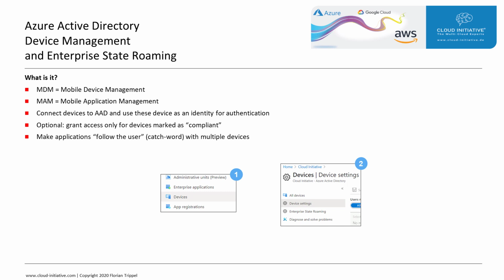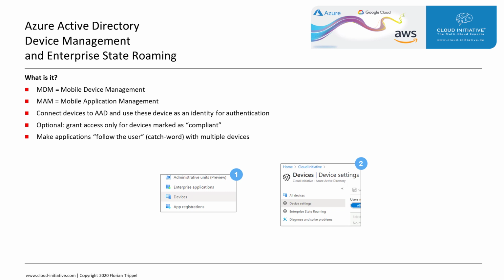Hello and welcome to this lesson on Azure Active Directory, where we talk about device management and enterprise state roaming. So first of all, some general information. MDM stands for Mobile Device Management, while MAM stands for Mobile Application Management. Microsoft has solutions in all these areas. And in this lesson, we are going to discuss what Azure Active Directory can provide.